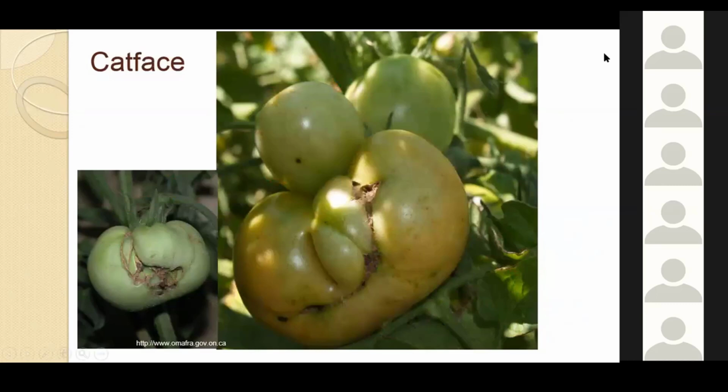Right. Another one that we have is cat face. Again, cat face is just a physiological abnormality that can occur as the fruit is nearing maturity.